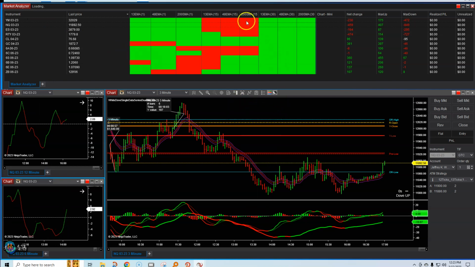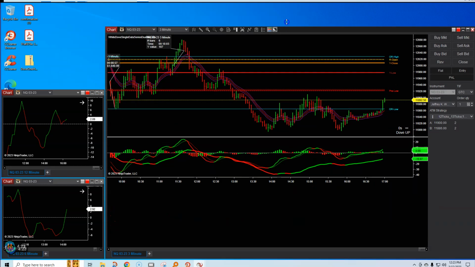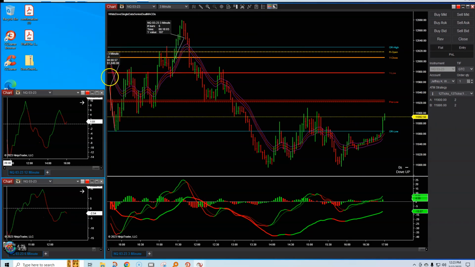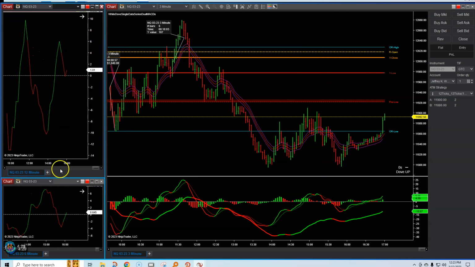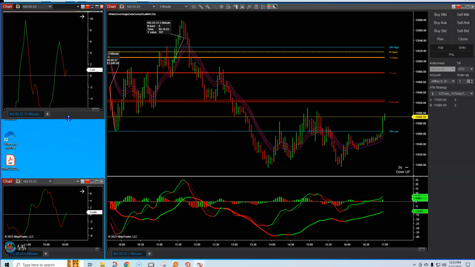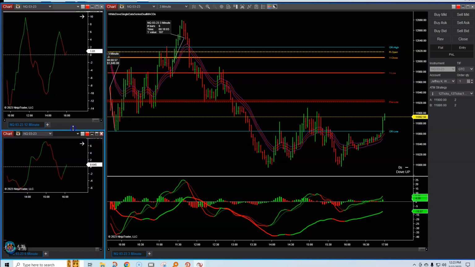Let's see. So I'm going to move this out of the way and up out of the way. And then I'm going to bring this up to the top like so. And I'll bring this up here, this is where I normally have it, these little thumbnails. Basically split the difference like that.